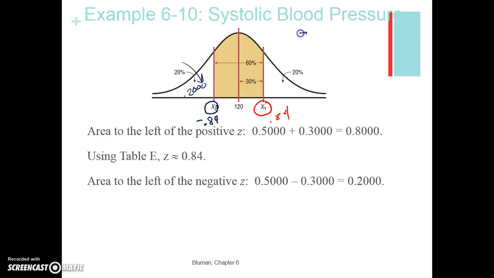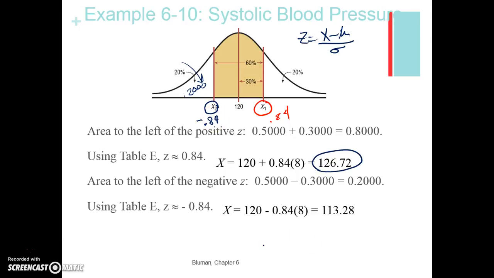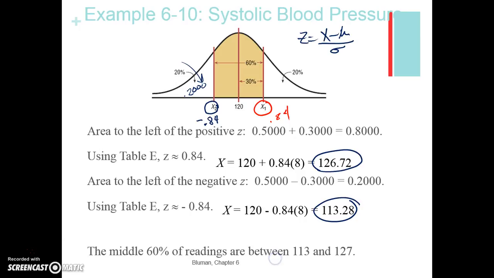So remember our formula is z is equal to x minus the mean over the standard deviation. So with a little bit of algebra, we get that upper score, this one, 0.84, is 126.7, and the lower score is 113.28. So we know in order to be a part of this study, the middle 60% of the readings are between 113 and 127. So you're going to have a blood pressure between 113 and 127 to be a part of this.